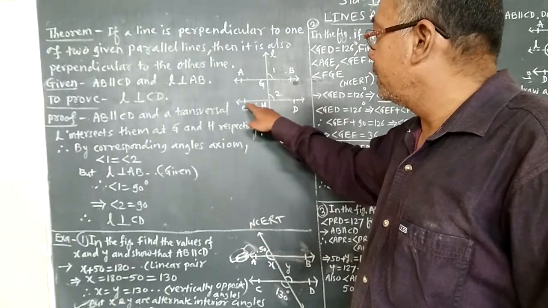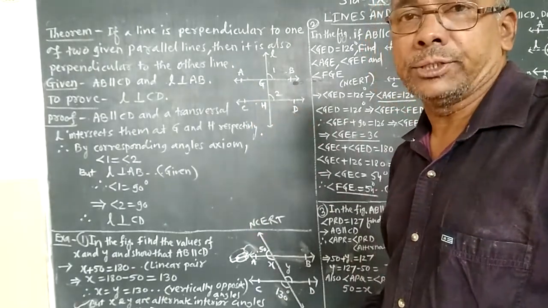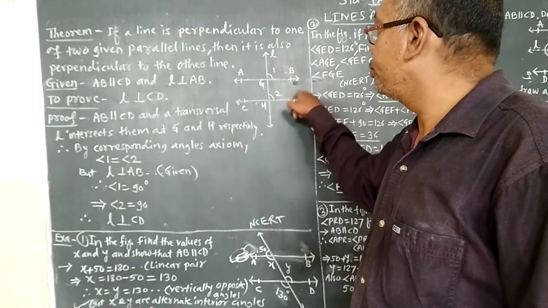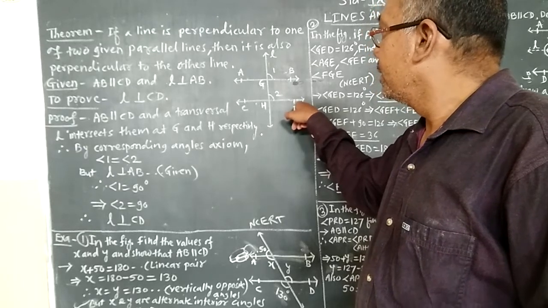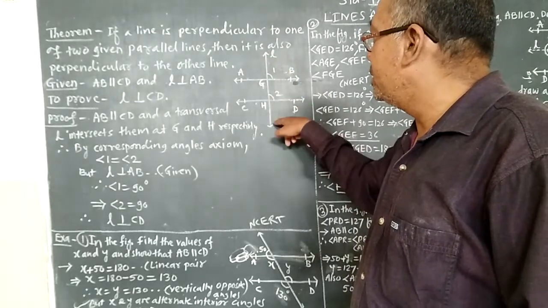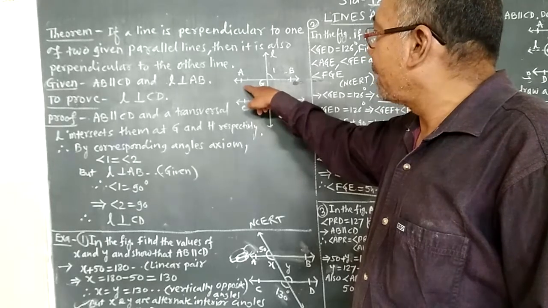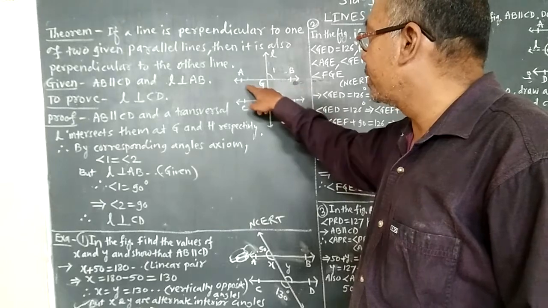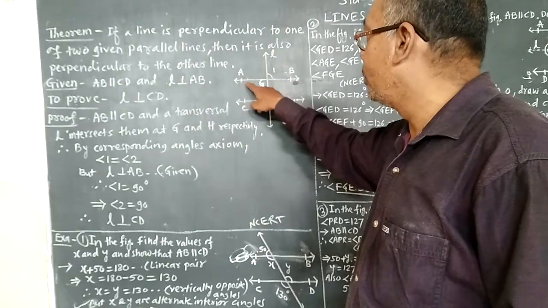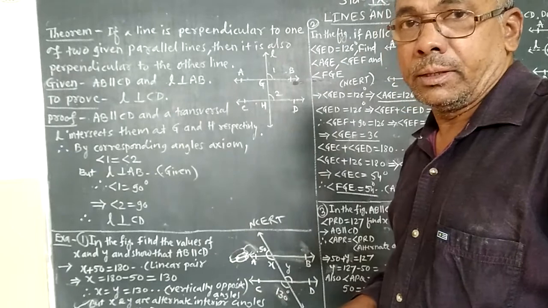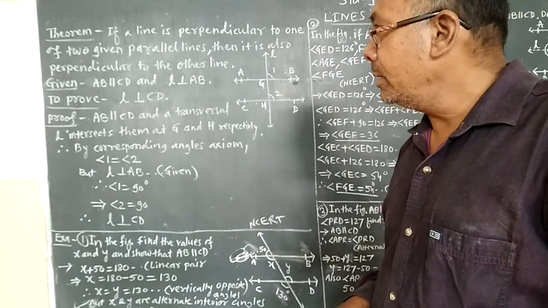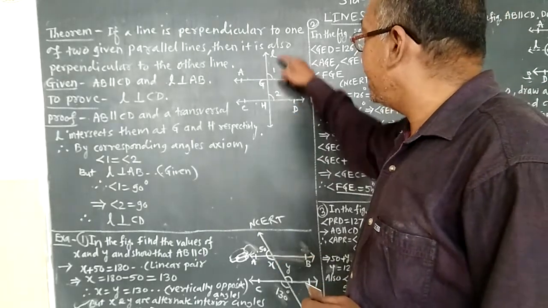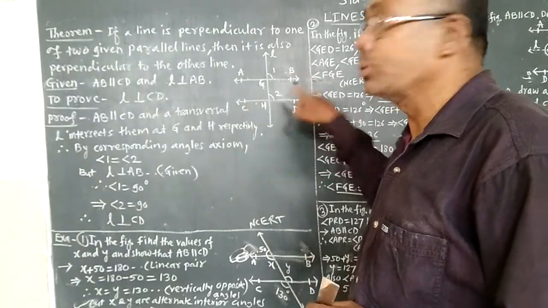Two lines are parallel, AB and CD. These two lines are parallel, and out of these two lines, line L is perpendicular to one line. For instance, line L is perpendicular to AB. Then we have to prove that line L is also perpendicular to CD.